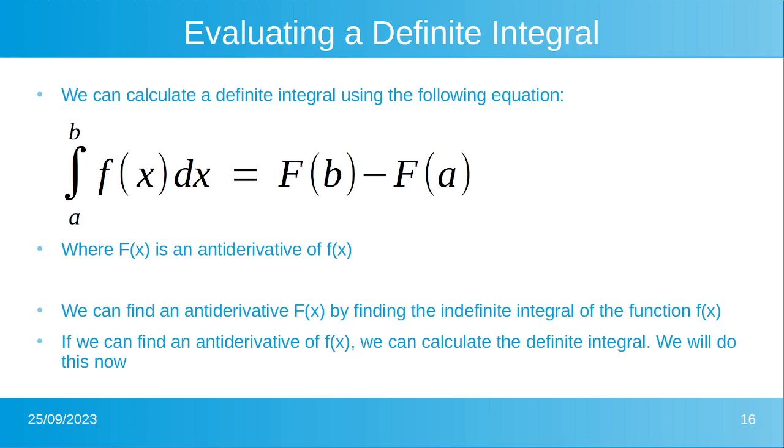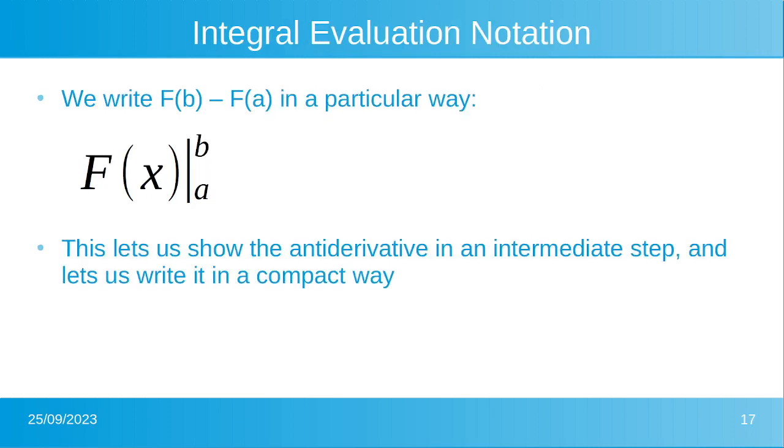So we're going to do this now. We're going to use integral evaluation notation. So we're going to write capital F of b minus capital F of a in a particular way. We're going to write it as capital F of x, our antiderivative, with a vertical line and a subscript a and a superscript b. By doing it this way, this lets us show the antiderivative in an intermediate step, and it lets us write it in a compact way.